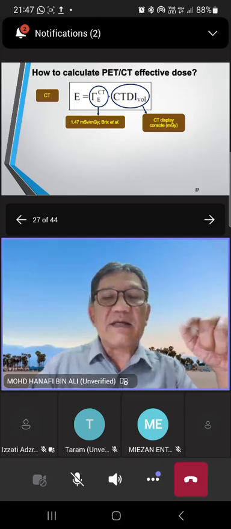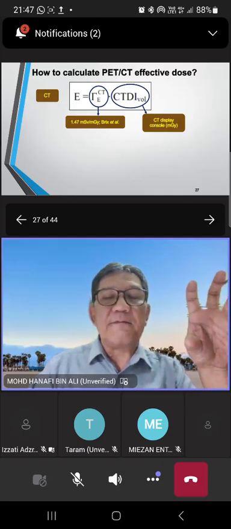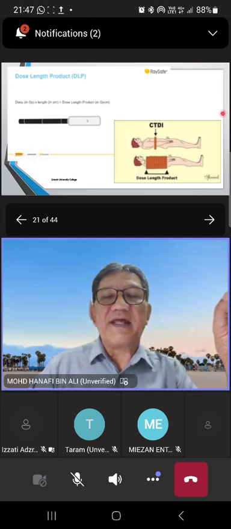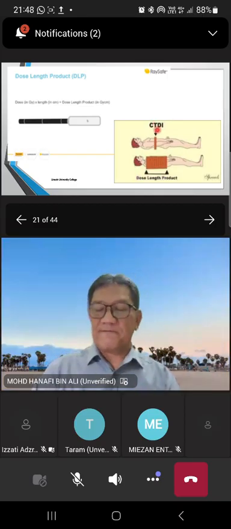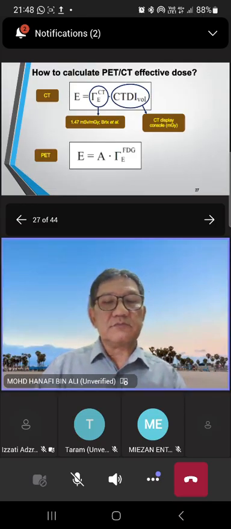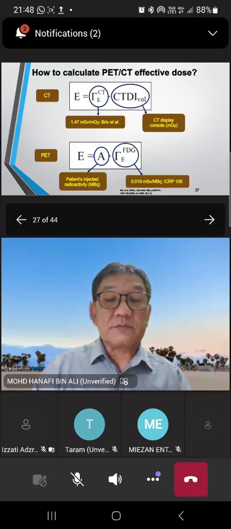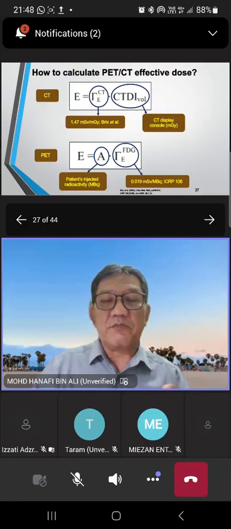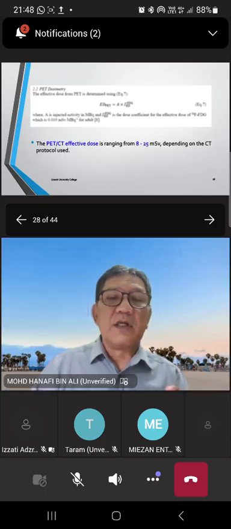If we use a PET CT, we have a CT scan also here, so we can combine that. Because for the isotope we use megabecquerel, megabecquerel dose. Okay.